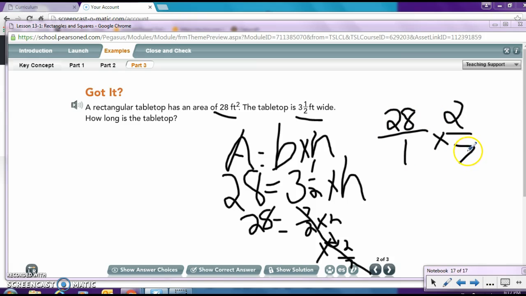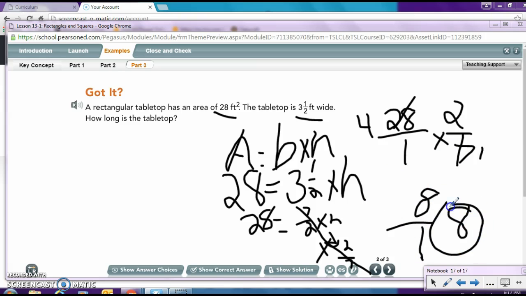Can anything come out of both 7 and 28? Well, yeah, 7 is a factor of 28, so 7 divided by 7 is 1, and 28 divided by 7 is 4. So 4 times 2 gives me 8. 1 times 1 is 1. What does that mean? Well, that means my height, or the length of the tabletop, is going to be 8 feet squared. Go ahead and put that in your notes.